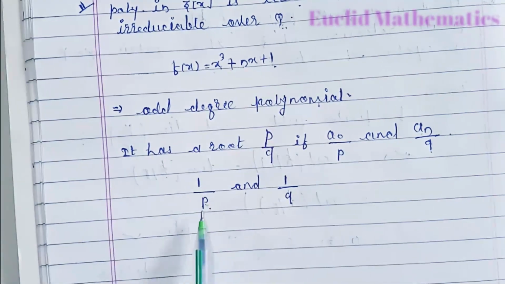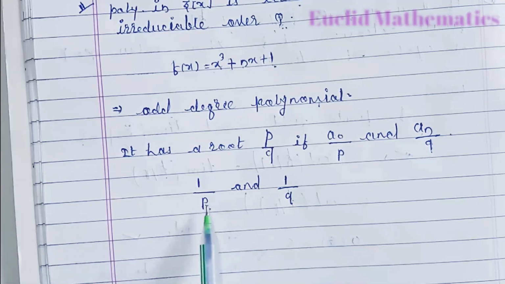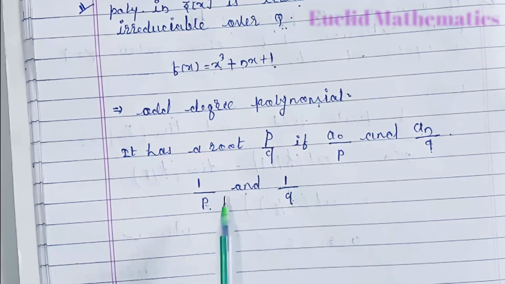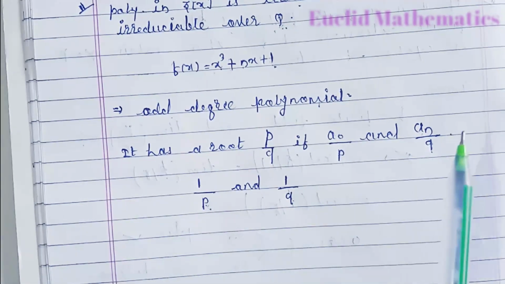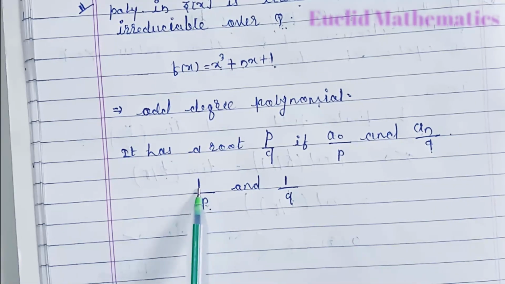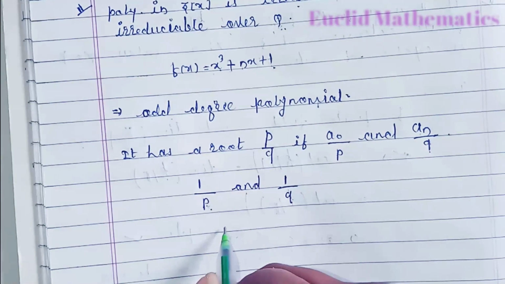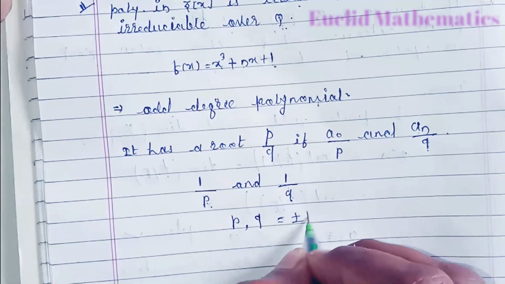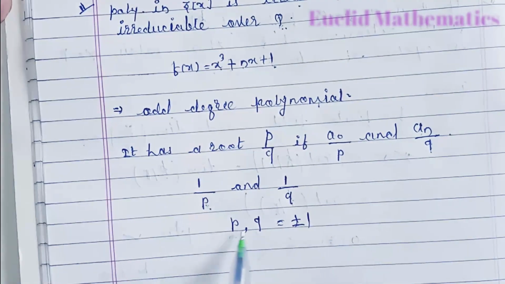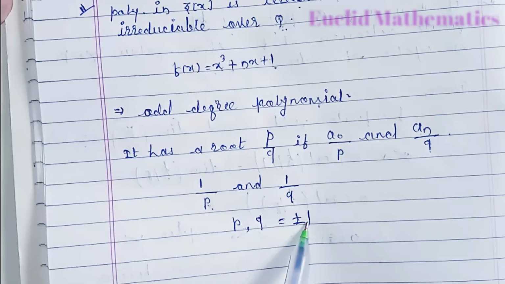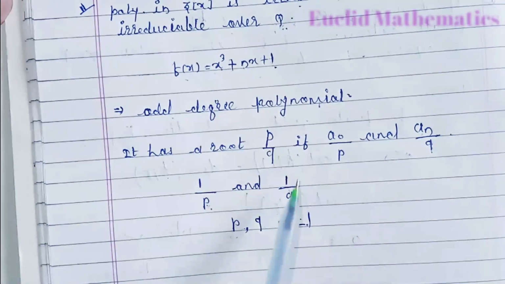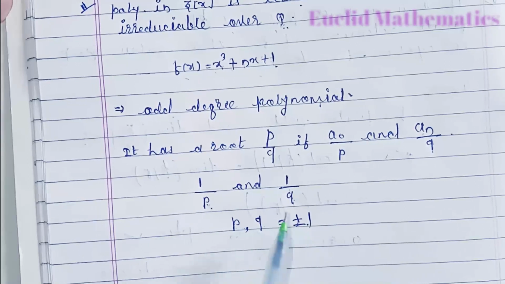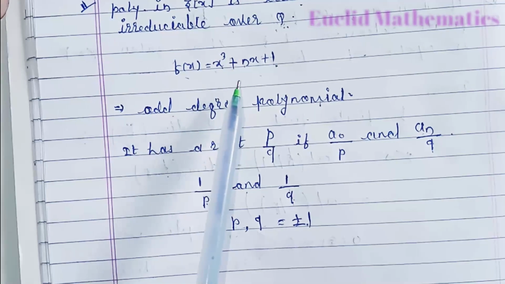So 1 is divisible by p and 1 is divisible by q, and we know that this is possible only when the values of p and q are plus or minus 1, because the number 1 is divisible by only two numbers, plus 1 or minus 1. So here I got the values of p and q equal to plus minus 1. It represents that p by q gives the root of our f of x. If we substitute p and q as plus minus 1, that means our f of x has a root for these values.